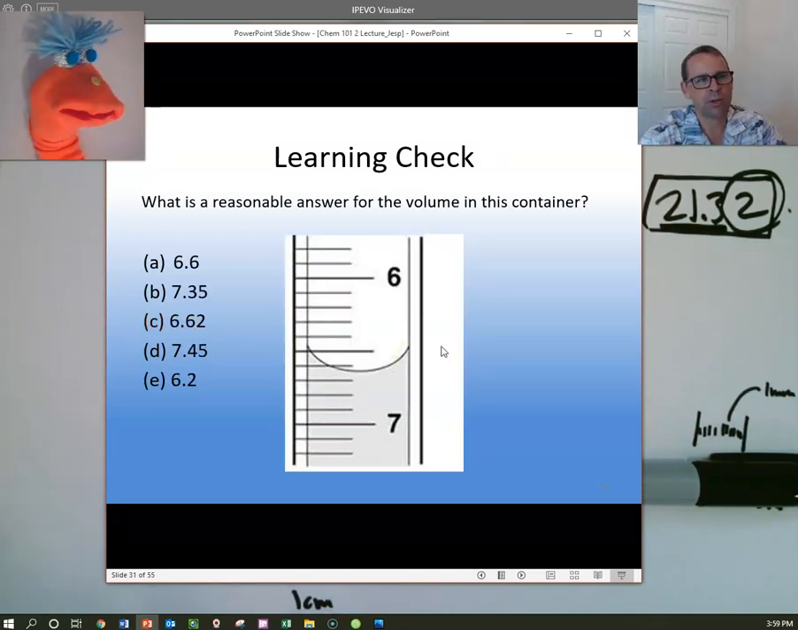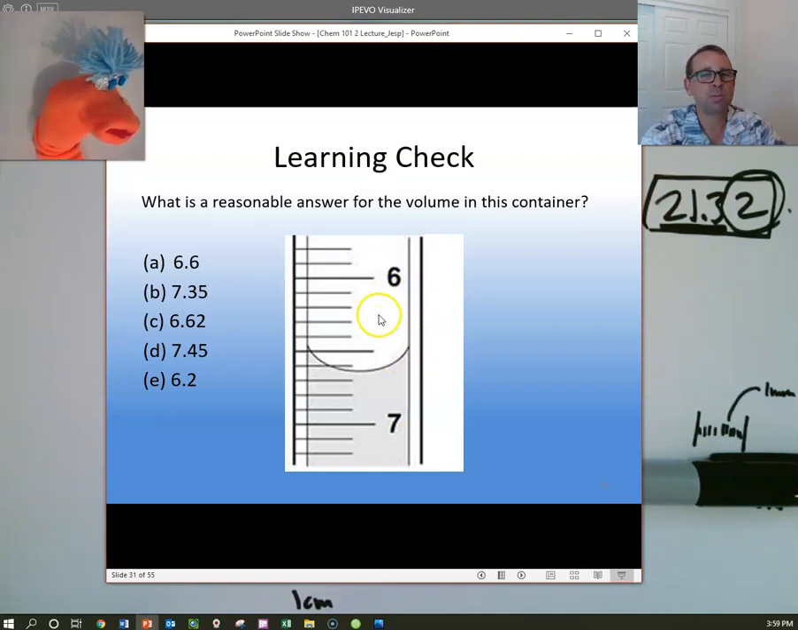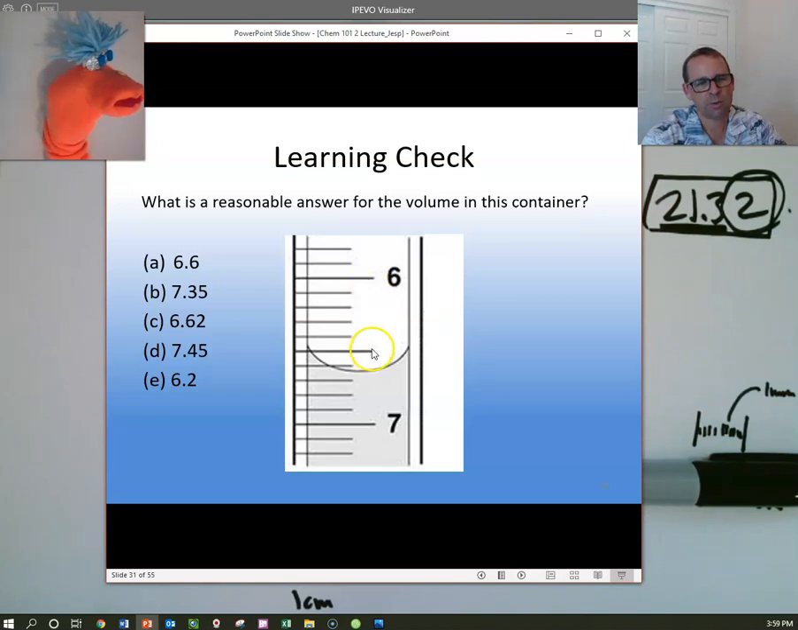Oh, here's another one. It looks very similar, but it's a different problem. Wait, why is the number going down again? Oh yeah, it goes from 6 to 7 here. This must be a burette, right? We're delivering solution, and we're trying to see how much we've delivered. So this time we have to see the 6.5, 6.6. I think it's C again. That's right, it is. See again, 6.62. And again, our 2 is our estimate.